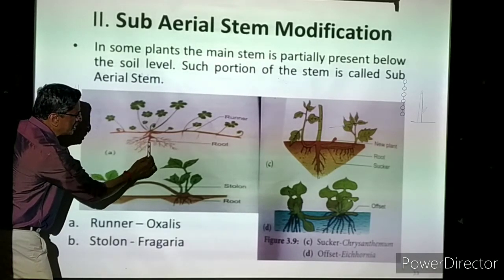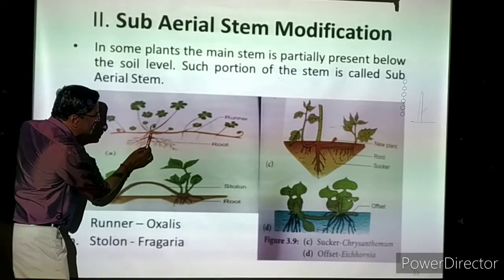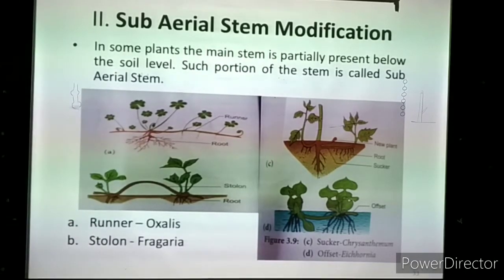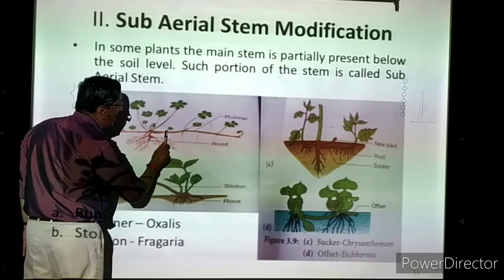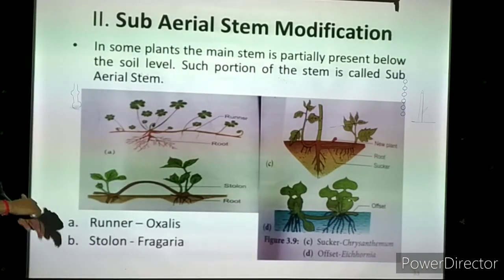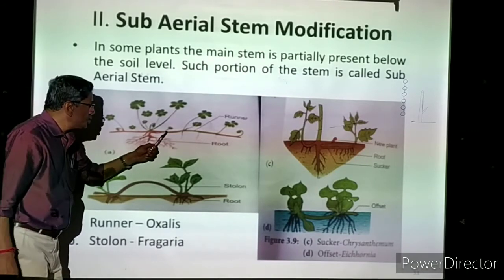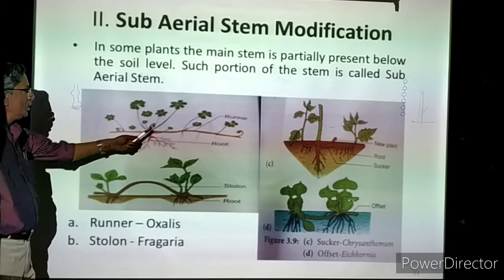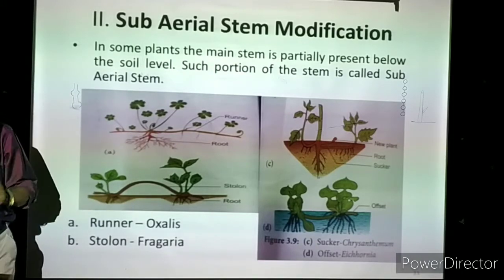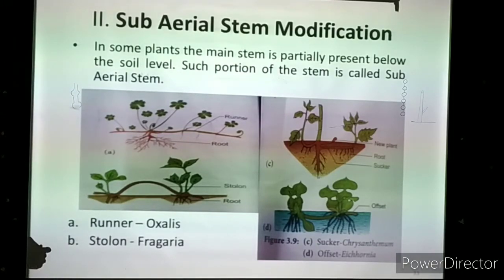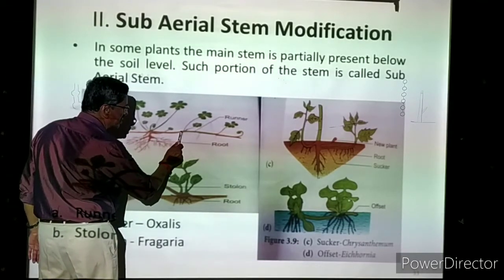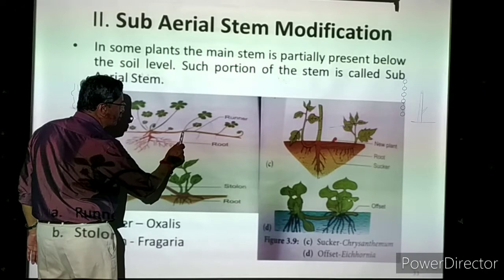The subaerial stem is bearing the roots. But from the subaerial stem, one branch is arising, and this branch is running at the side of the plant. The branch which is at the soil level, the surface of the soil, we can call a runner branch. Now this runner branch grows up to a certain distance, and after that it stops growing.